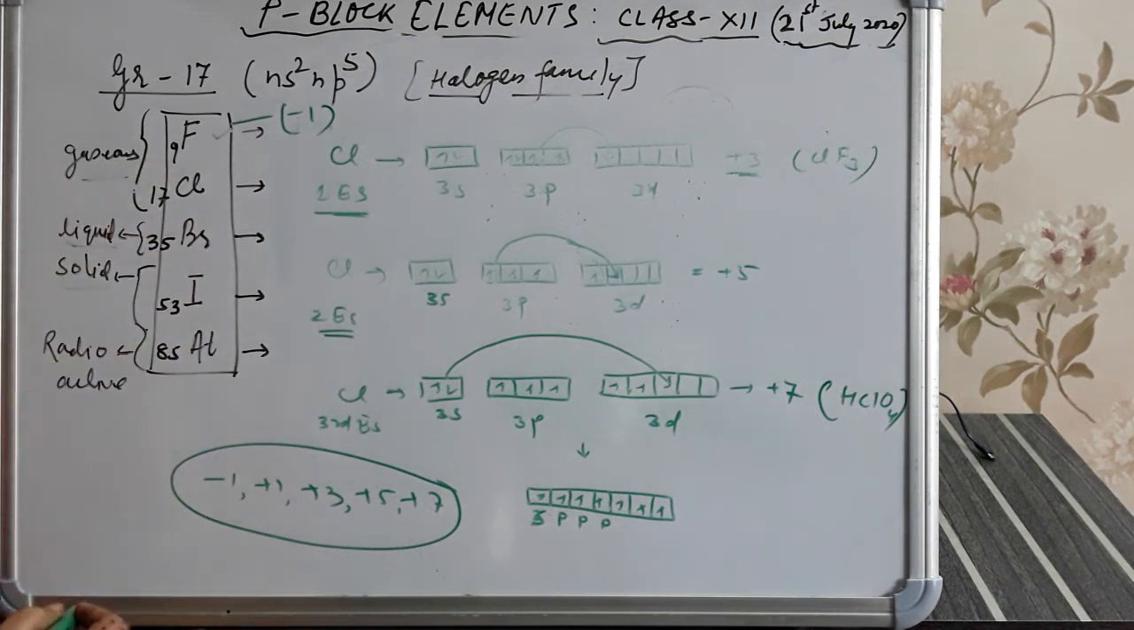Next we discuss another property. Students, in the next video we will discuss the oxidizing nature of the halogen family and the reactivity towards hydrogen, reactivity towards halogens, meaning interhalogen compounds, and their reactivity. So many characteristics we will discuss in the next video. That's enough for today.